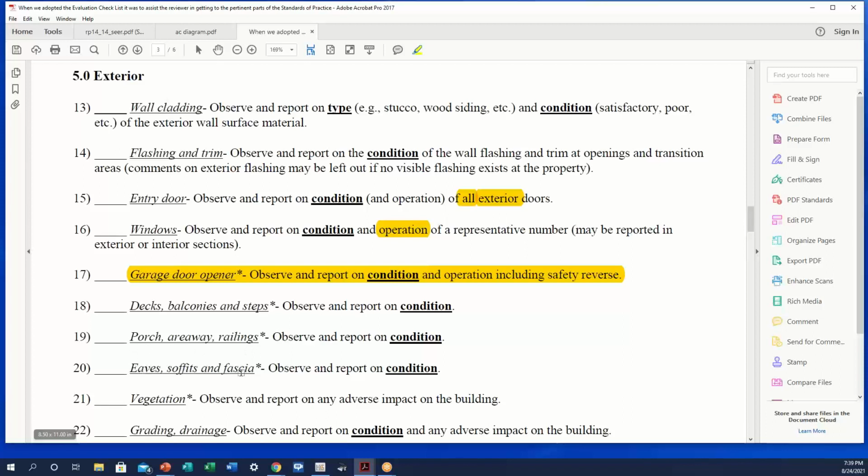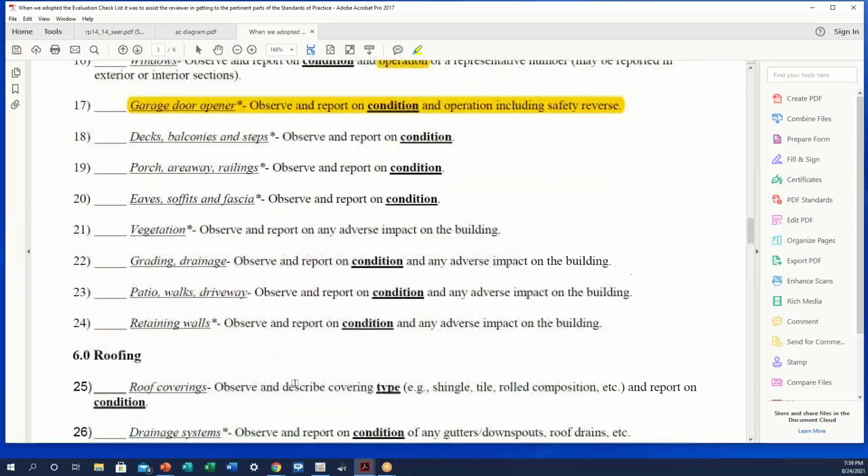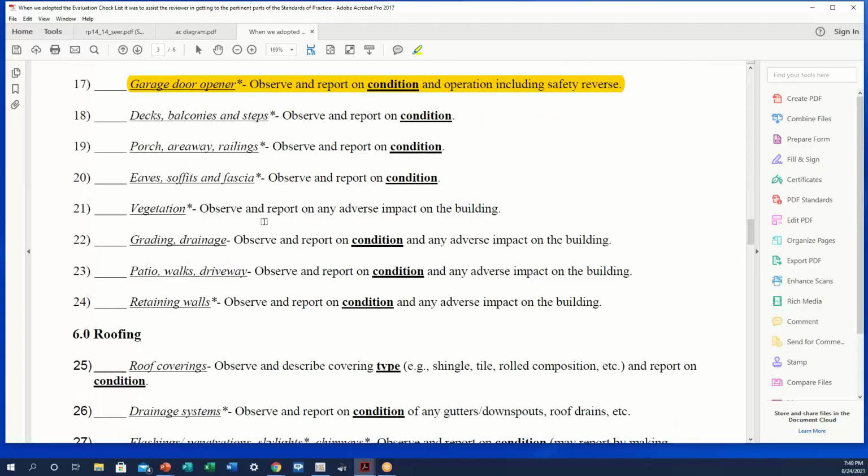Eaves, soffits, and fascia. Observe and report on condition. Again, eaves, soffits, fascia. Now, this is all exterior stuff, everybody. You don't have to report on a soffit inside the house. The soffit is the enclosed eaves, which is very common in some areas up north where someone might have a house there.